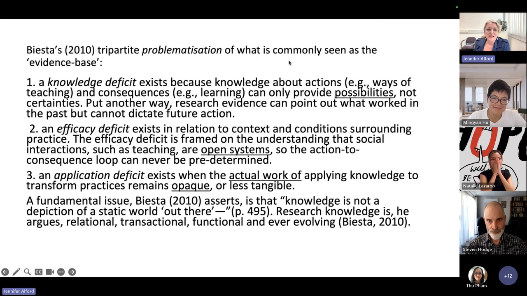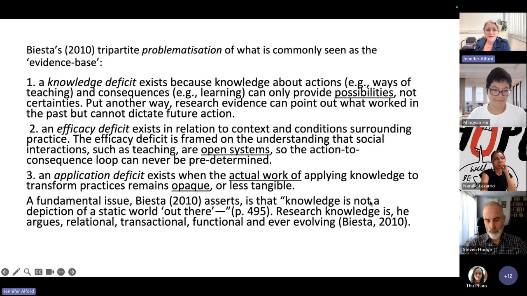He talks about knowledge deficit, and he says a knowledge deficit exists because knowledge about actions, for example, ways of teaching, and consequences, for example, learning, can only provide possibilities and not certainties. Put another way, research evidence can point out what worked in the past but cannot dictate future action. So his work really troubles this notion of what is knowledge. And he argues that certainties should be treated with suspicion, because we can only provide possibilities from our research.